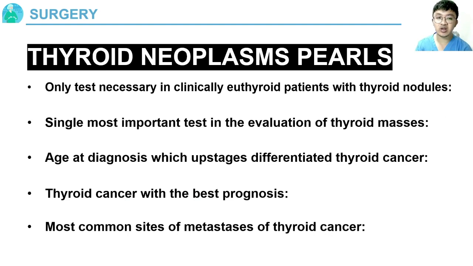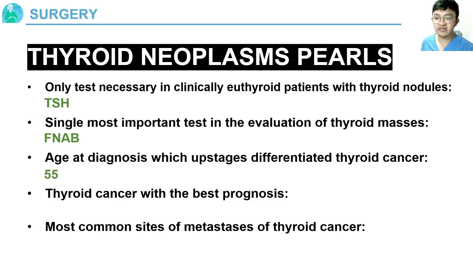For thyroid neoplasm, pearls: TSH was the only test necessary in clinically euthyroid patients with thyroid nodules. The thyroid panel is a bit expensive. So if you had to choose between the three, T4, T3, or TSH, I think it's very important for you to choose TSH first because it differentiates if the thyroid is actually hyperfunctioning or hypofunctioning. Single most important test in the evaluation of thyroid masses, again, as I've already mentioned, this has been popping out in the previous board exams. This is your FNAB.